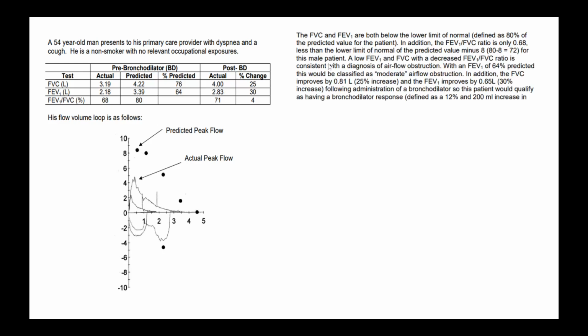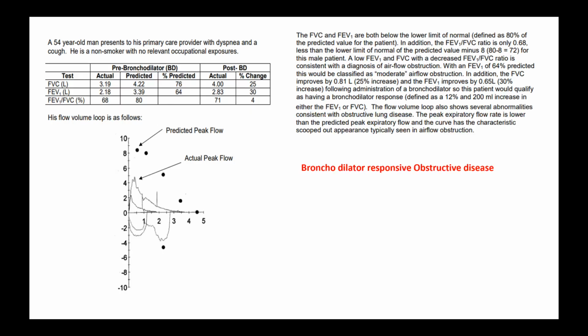So what is your impression? Asthma, sir. Reversible bronchoconstriction. Okay. Both are below the lower limit of normal, defined as 80%. Here it is 64, so it is all reduced. In addition, there is also a lower limit of normal of the predicted for male. So here it is an airflow obstruction of moderate degree, not very severe, and there is a good response following the bronchodilator. So this is bronchodilator responsive obstructive disease, a milder form.